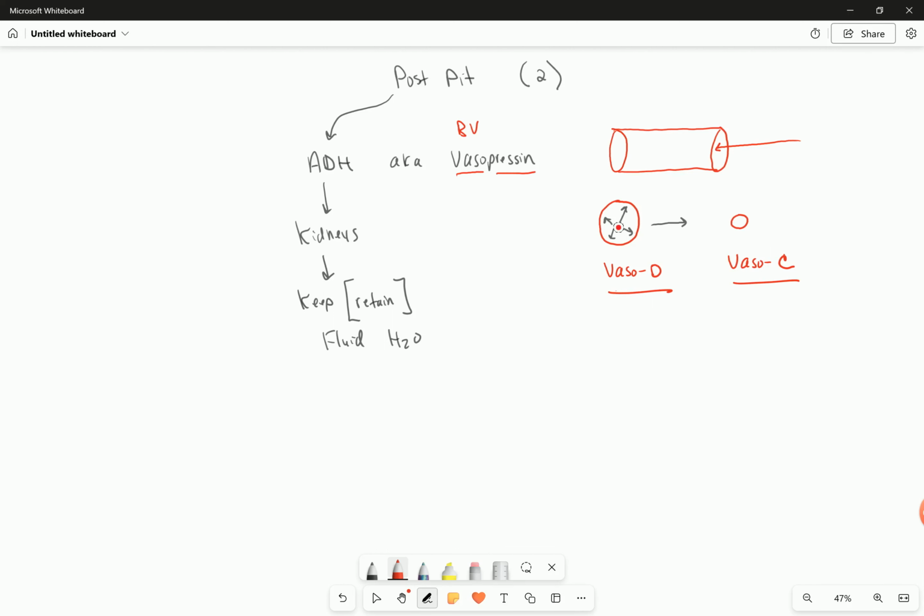So vasopressin will cause the blood vessels to vasoconstrict. And when that happens, vasopressin causes vasoconstriction, this increases peripheral resistance. And what this means is it will increase blood pressure. Why? This next thing I'm going to go over, please pay attention to this.